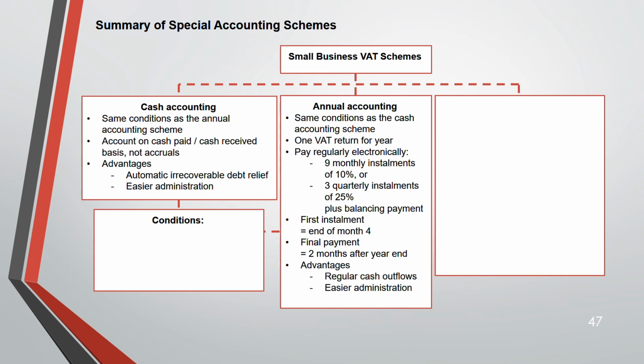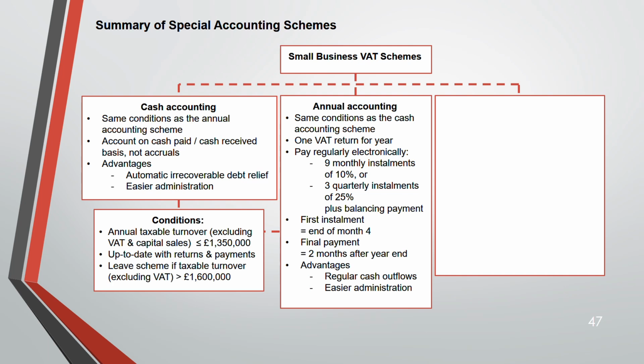Conditions for both cash and accounting are the same. Annual turnover should be less than 1.35 million, excluding VAT and capital sales. Up to date return and payment. You have to leave the scheme if your taxable turnover is more than 1.6 million. Cash account, flat rate: VAT payment should be the flat rate percentage applied to the VAT inclusive total turnover.